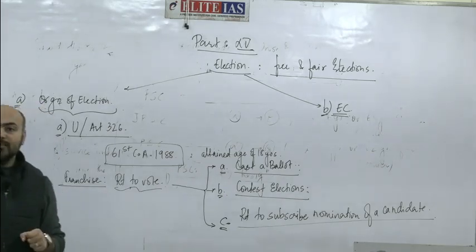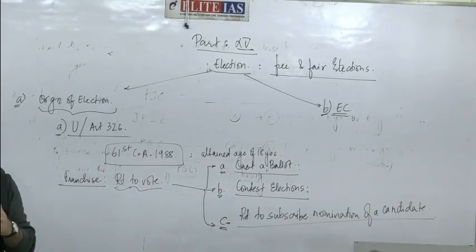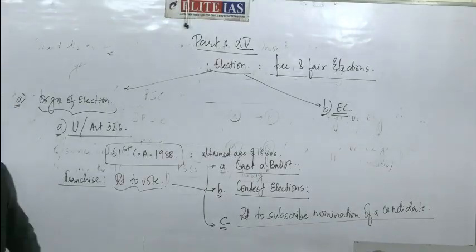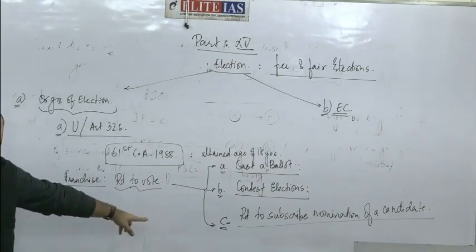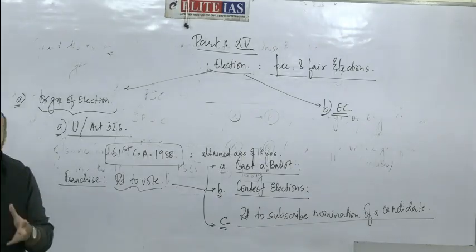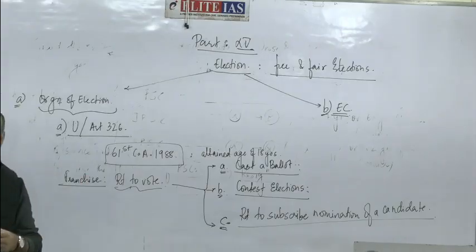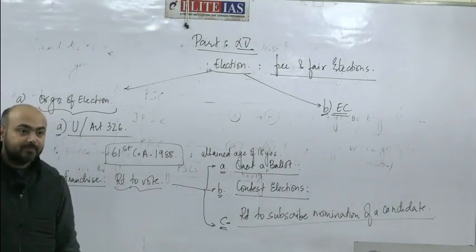So there are some checks that are created. As I said, I will at least get my vote. That is not what will happen. Why? Because when I am filing for my nomination, every individual has to present a minimum number of voters from that constituency who subscribe the nomination of that individual.